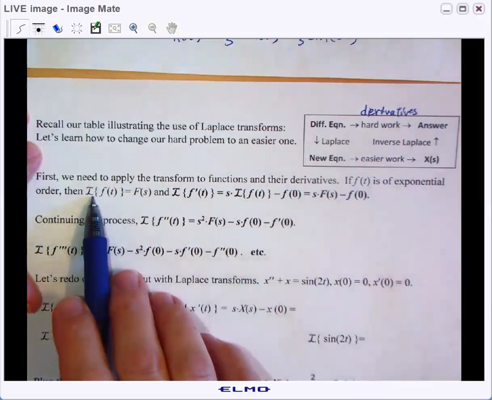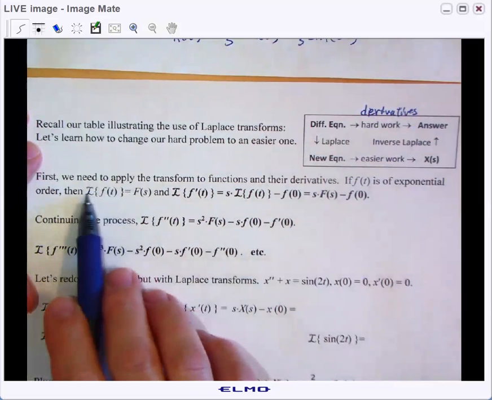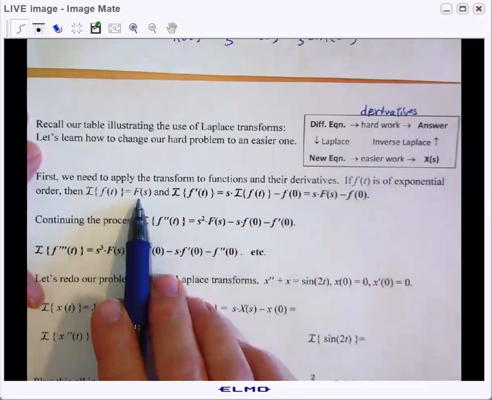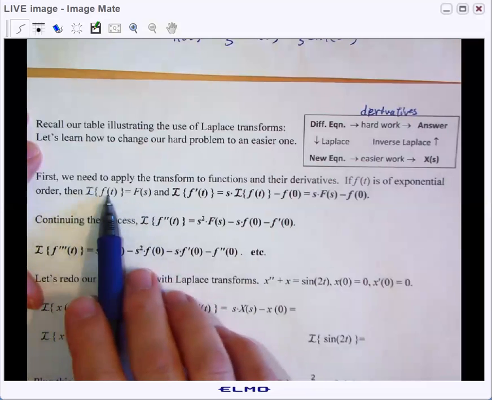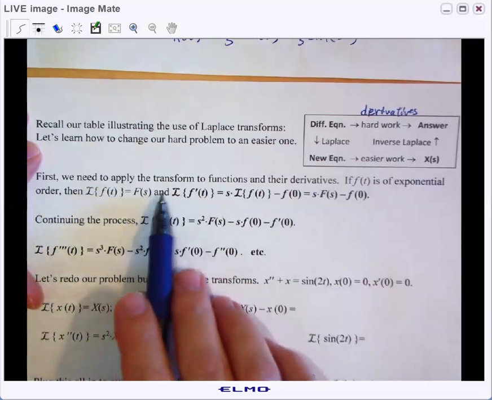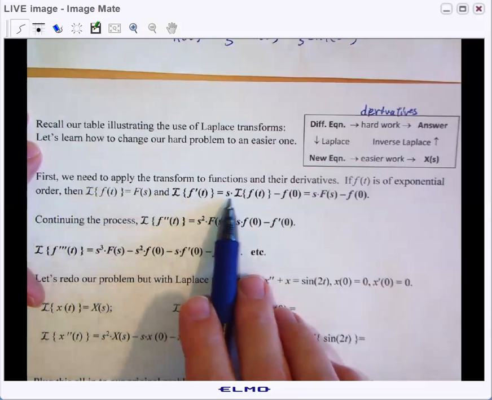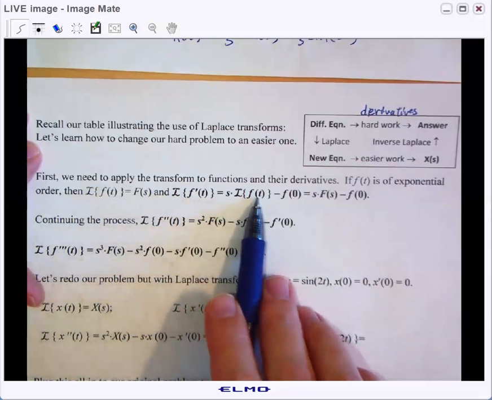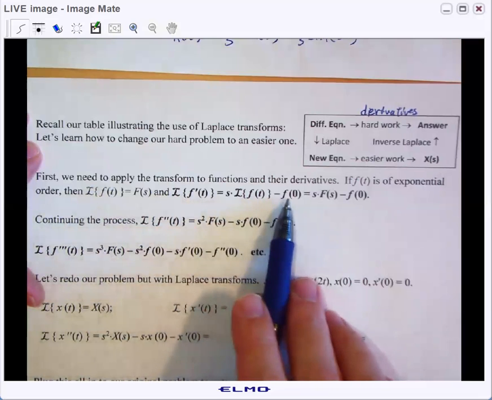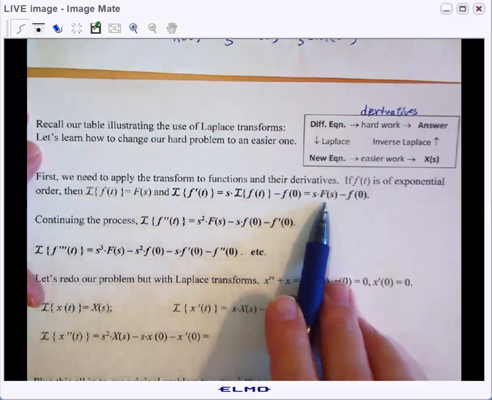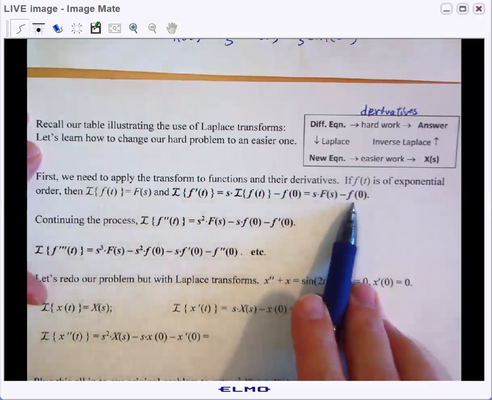So remember that if we take a function, we can do his Laplace transform and get the Laplace transform of the function, which we call capital F of s. So what would happen if I do the Laplace transform of his derivative? Well, as it turns out, it's going to be s times the Laplace transform of f of t minus f of 0. Or in other words, s times F of s minus f of 0.